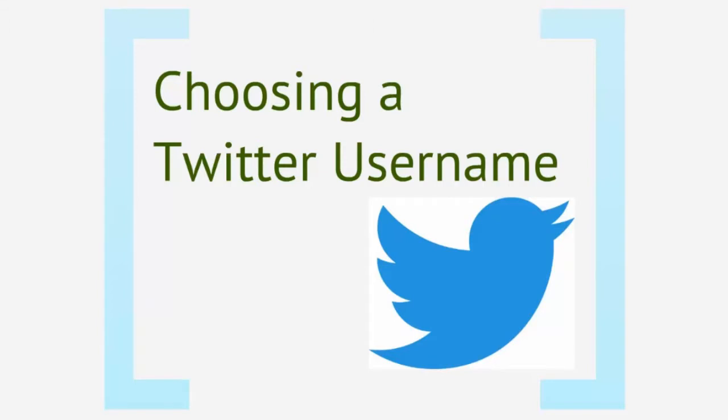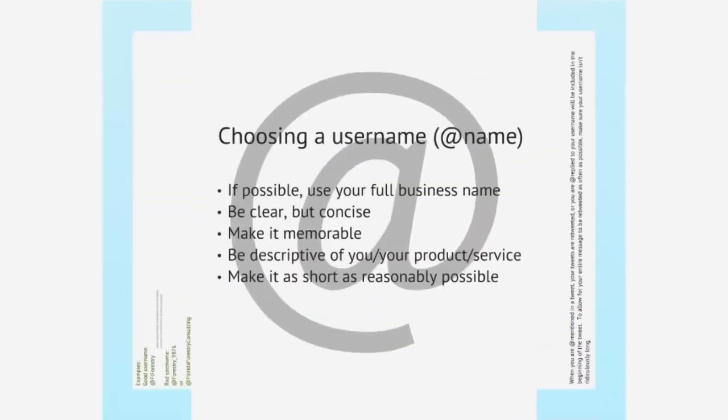Choosing a Twitter username. When you choose a username, it will be the @ symbol and then your username after that. This is what most of your followers are going to see in their Twitter stream, so if possible, use your full business name. But make sure that it's clear and concise.